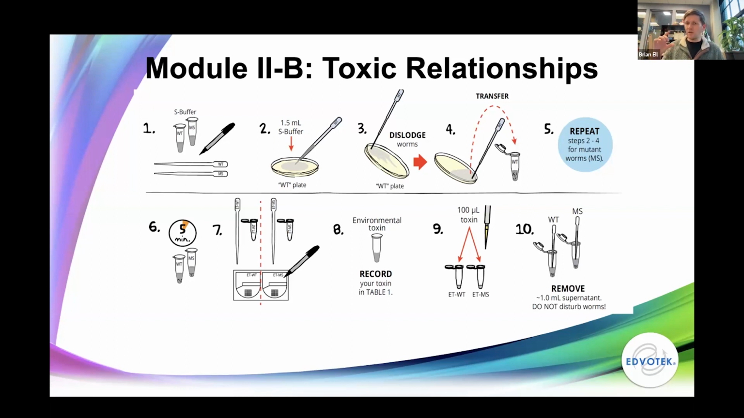Very carefully remove as much of that supernatant as we can. We say to remove about a milliliter. The more you can remove, the better, but we don't want to disturb the worms that are at the bottom of it. I'd rather leave a little bit extra supernatant if it means that we don't suck up the worms. We want to have those down there for us to use for this toxicity assay.